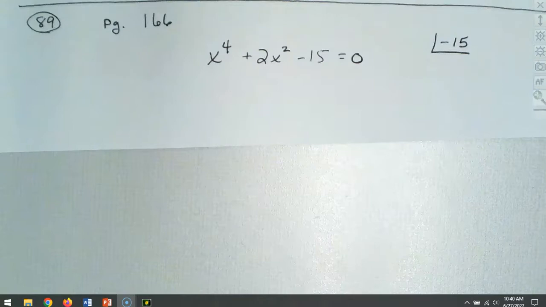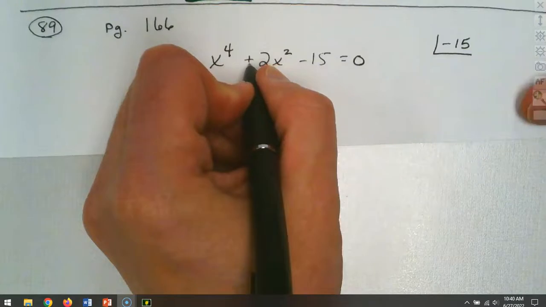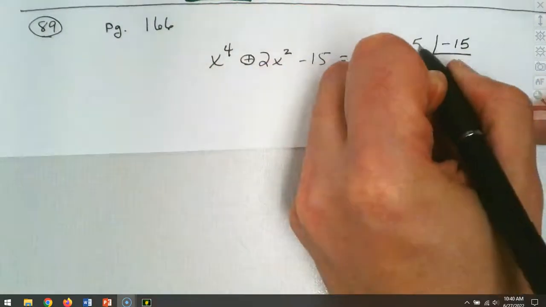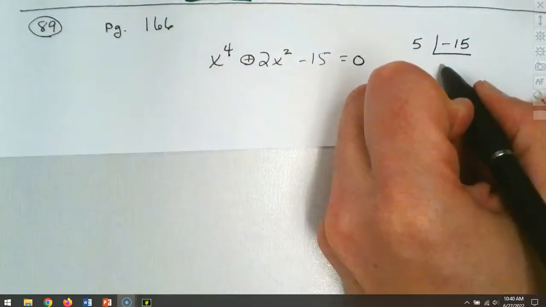And what two numbers would multiply together to give you 15, and subtract from each other to give you a 2 in the middle? You want to tell me what those two numbers would be? Yep, 5 and 3. The middle is positive, so we'll use a 5 and a minus 3.